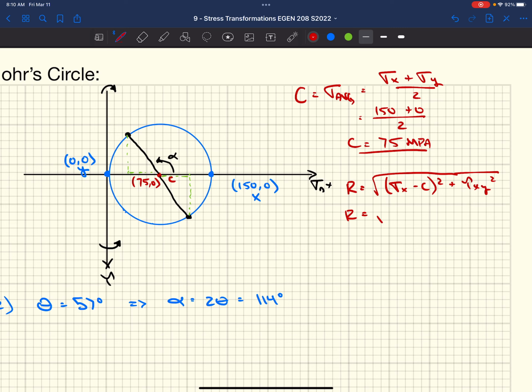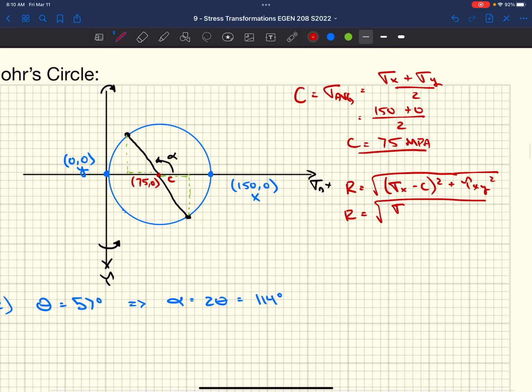Or the radius is the square root of ((sigma x minus sigma y) all over 2) squared plus tau xy squared. So we've got a couple options here, right? Basically, it's the same equation, just in two different forms.